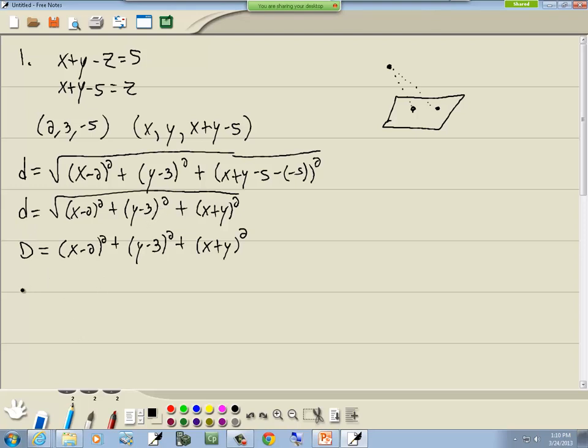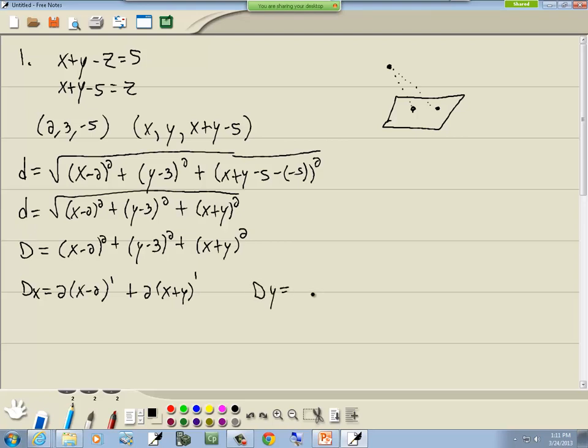Well, we need to find the partial with respect to x. Here we have parentheses to a power. Take the power, put it out in front. What's inside the parentheses remains as is. Lower your power by 1. And we multiply it times the derivative of what's inside the parentheses with respect to x, but the derivative of x minus 2 is 1. Now this y minus 3 to the second power, that's just a constant, so that drops away. Plus 2 times x plus y to the first, times the derivative of what's inside with respect to x, which would again be 1, so that drops away.